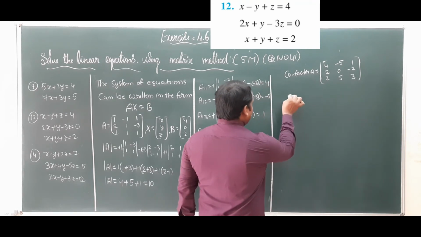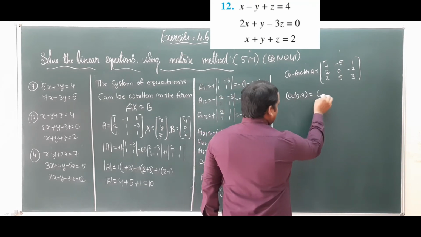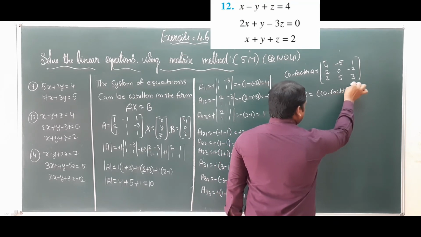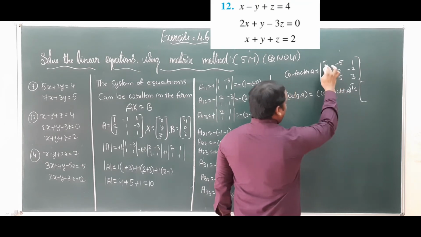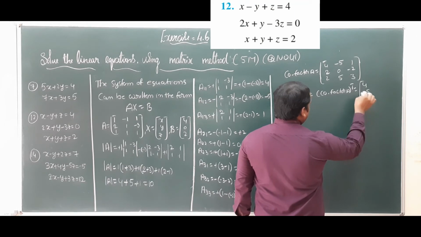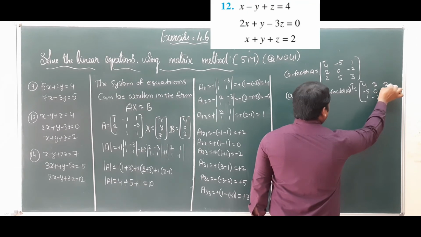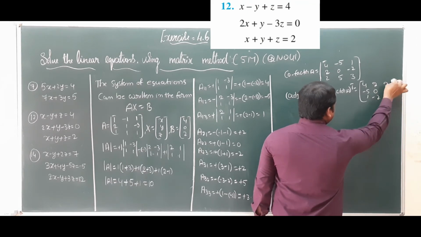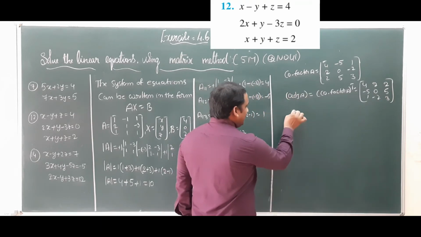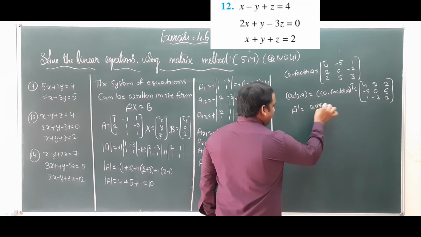Now we have to find out adjoint of A. Adjoint of A equal to, what is the adjoint of A? Cofactor of A transpose. Here you have to do transpose. First row you have to write in the form of column 4 minus 5 1. Second row in the form of column 2 0 minus 2. Third row in the form of column 2 5 3. That is the adjoint of A. Now we know here A inverse means adjoint of A by A.